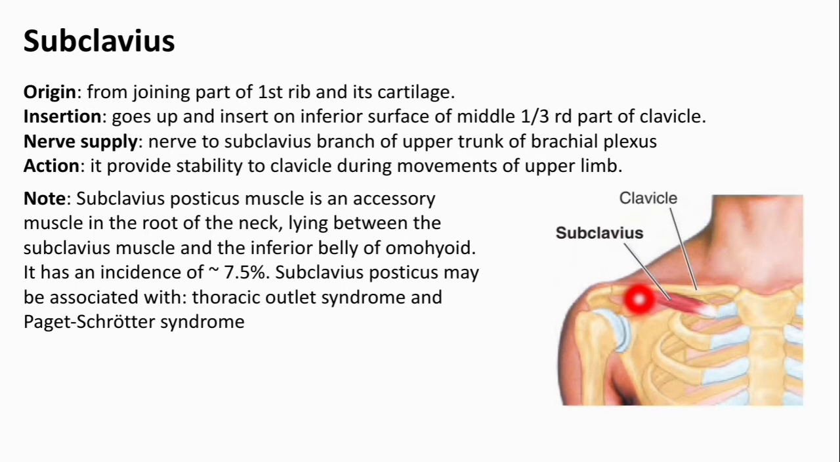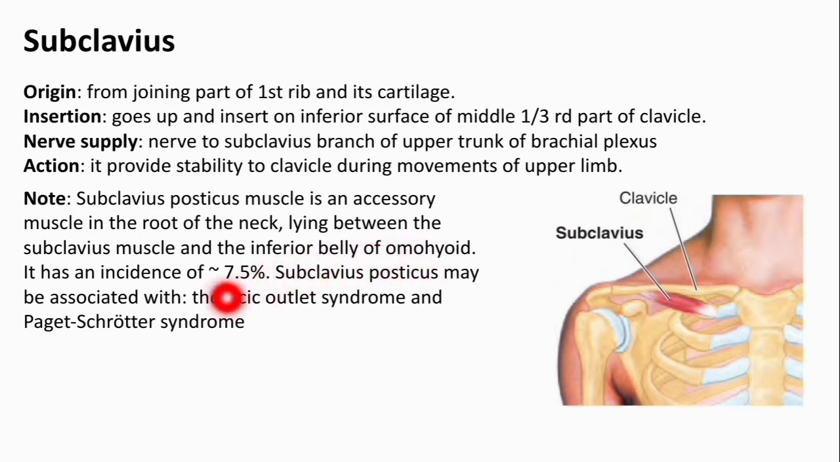Coming to its nerve supply, it is supplied by the nerve to subclavius, which is a branch of the upper trunk of the brachial plexus. Coming to its actions, it provides stability to the clavicle during movements of the upper limb. Here is a muscle variant of subclavius. It is subclavius posticus, which is an accessory muscle in the root of the neck, lying between the subclavius muscle and the inferior belly of omohyoid.